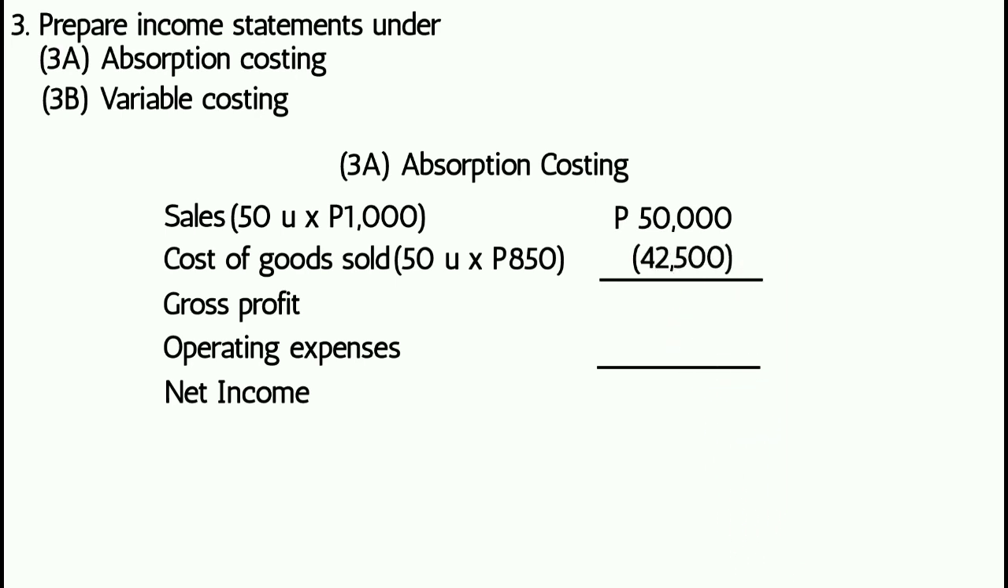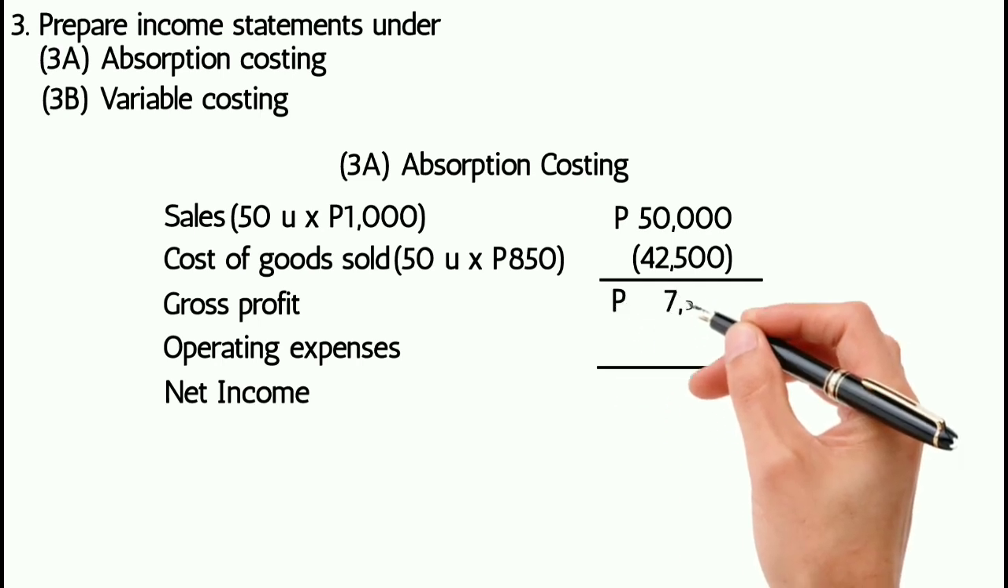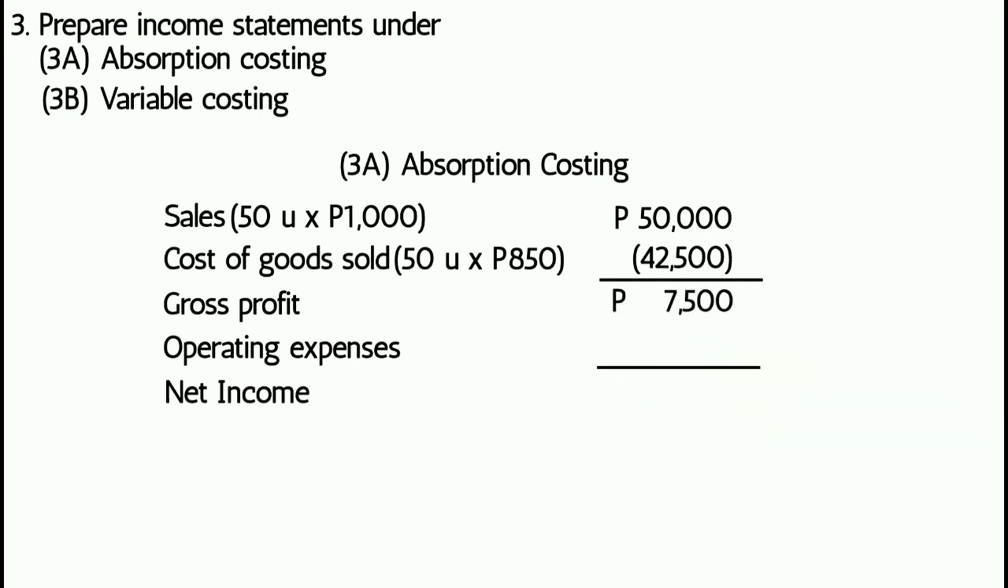Now, pwede na nating makompute yung gross profit. 50,000 pesos minus 42,500, that is equal to 7,500 pesos.